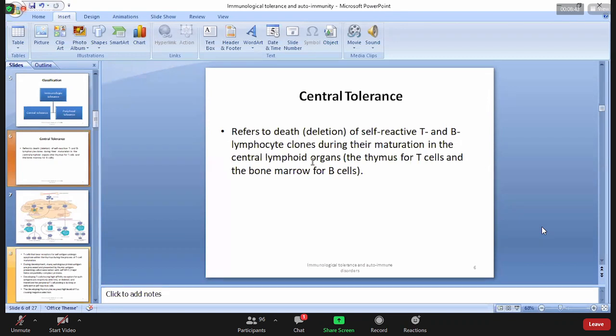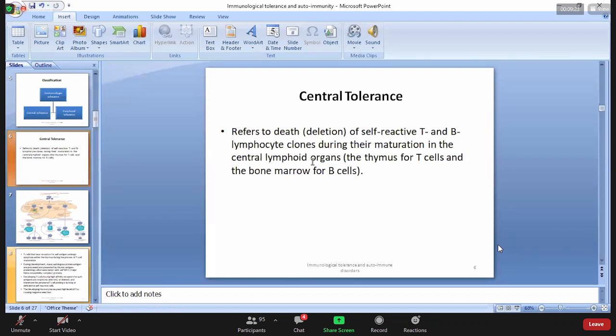So if in the development of a cell, the cell is found to have a capacity to destroy the body's own antigens, that cell has to be destroyed. So if this occurs either in the thymus for T cells or in the bone marrow for B cells, then this is called central tolerance. Okay, so we have this deletion of self-reactive B or T cells that can occur during their maturation, and this occurs in the lymphoid organs.